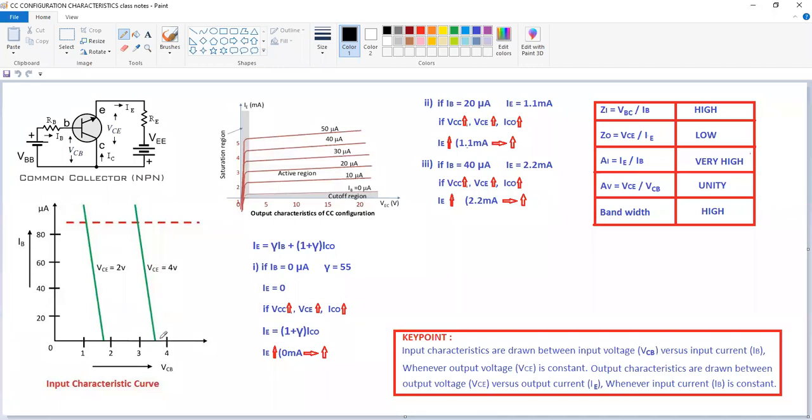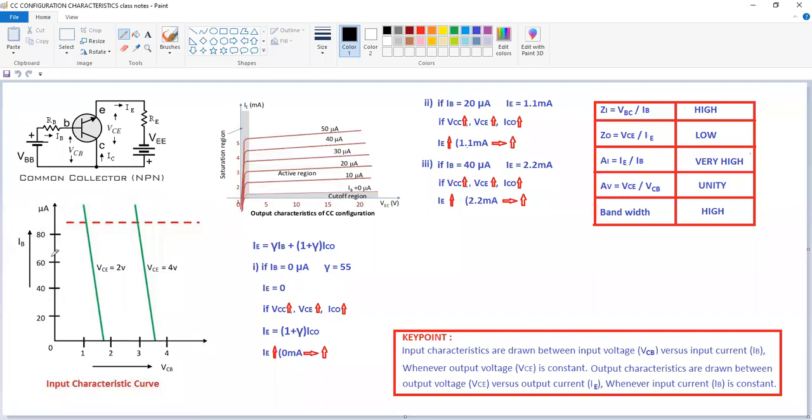Okay. From 4 volts to 2.7 volts. This is your input graph. Input graph is drawn between the input voltage VCB versus input current IB. So here input voltage is VCB in terms of volts. Input current IB is in terms of microamps. You have to remember this point.